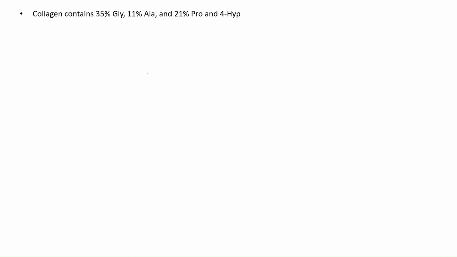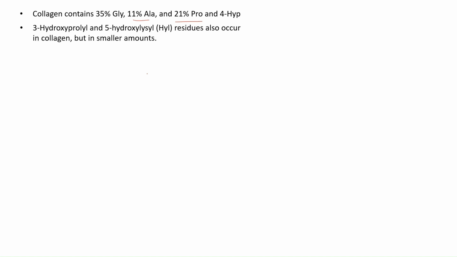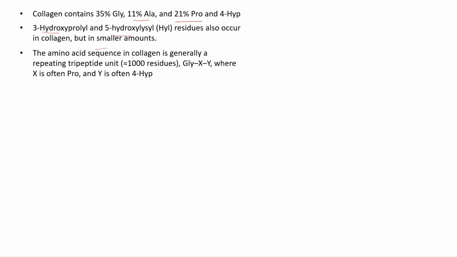Means 35% of glycine, 11% alanine, and 21% of proline and 4-hydroxyprolyl. Apart from 4-hydroxyprolyl, it also contains 3-hydroxyprolyl and 5-hydroxylysyl, but in smaller amounts. Now in collagen, there is a repeat of a tripeptide unit, that is glycine X and Y. This X is mostly proline and this Y is often 4-hydroxyproline. So in collagen, this tripeptide repeating unit is found.